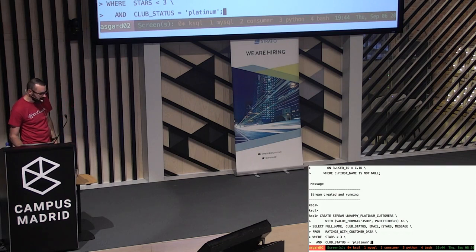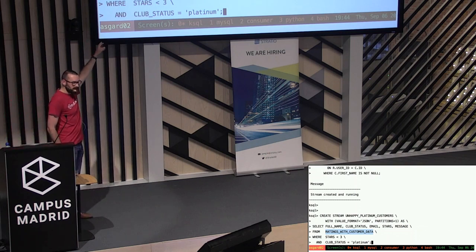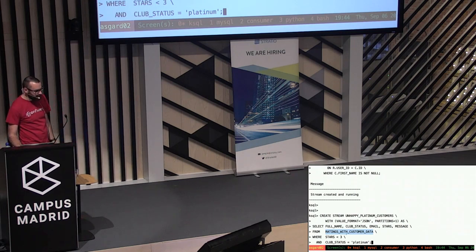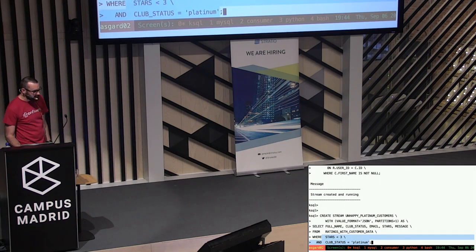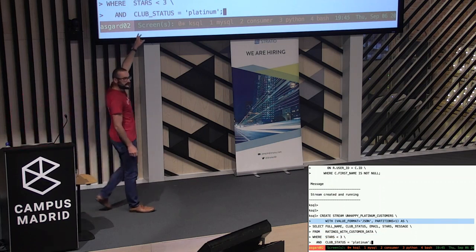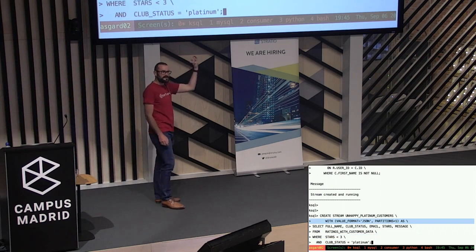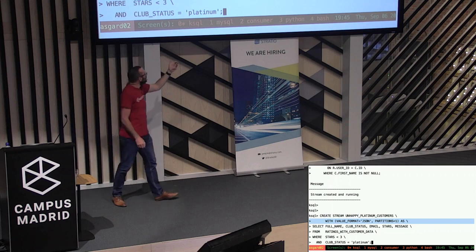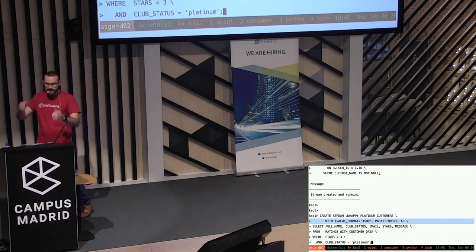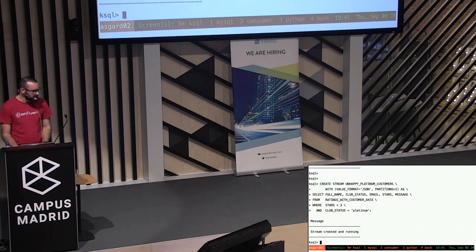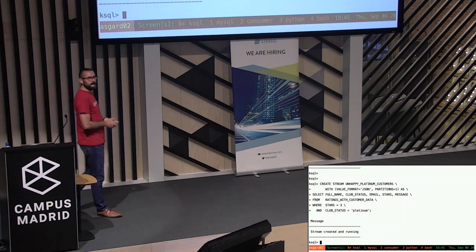Where's my cursor? Select their details from the stream we've just created with our predicate where stars is less than 3 and their platinum. You'll also notice I'm changing some characteristics of the target topic. I'm saying, actually, let's use JSON here. I wouldn't advise it, but you can use JSON if you want to or you need to. And we're going to have a single partition. So now that's up and running.